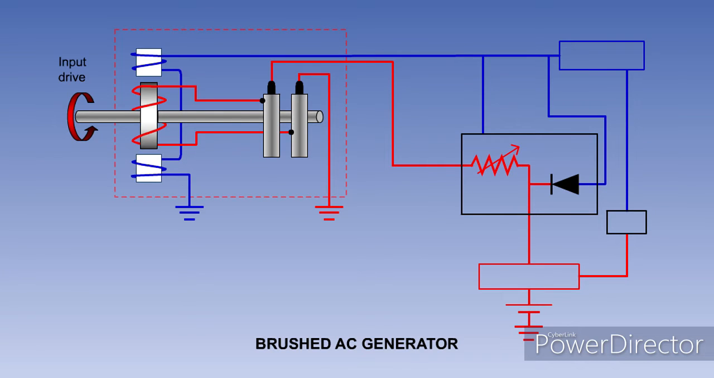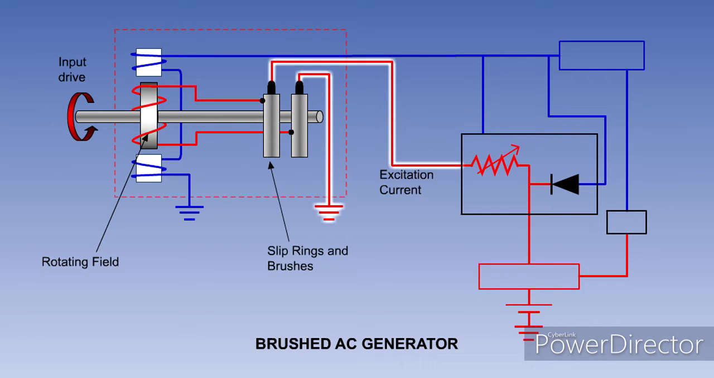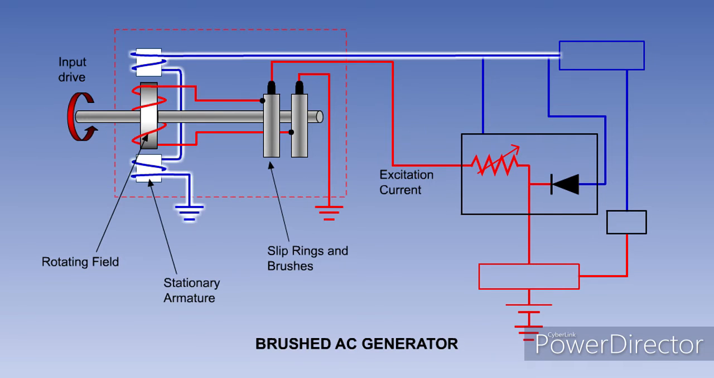The simplest AC generator system is the brushed alternator type. The AC generator itself consists of a rotating field, which is supplied with DC by slip rings and brushes, and a stationary armature, on which are mounted the output windings. In aircraft systems, the output of an AC generator will normally have three phases, but for clarity, we only show one phase here.